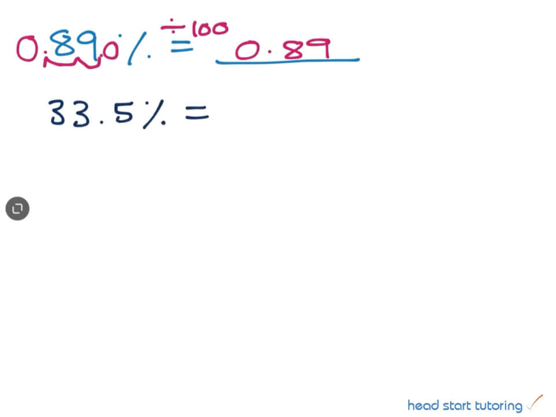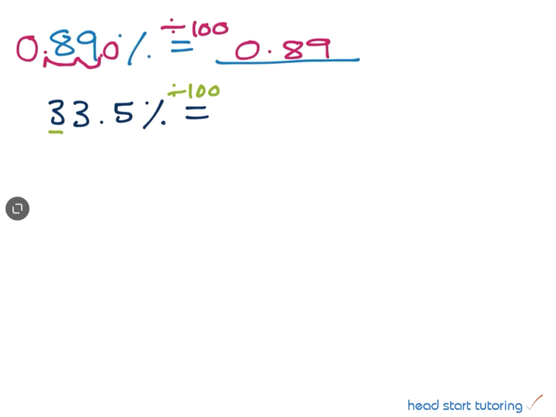33.5% as a decimal. Again, all we need to do is divide by 100. So we're going 2 places to the left because our decimal point is going 2 places to the left, and that is because each of our digits are moving 2 places to the right in terms of place value. So our 3 tens is becoming 3 tenths, our 3 units is becoming 3 hundredths, and our 5 tenths is becoming 5 thousandths.